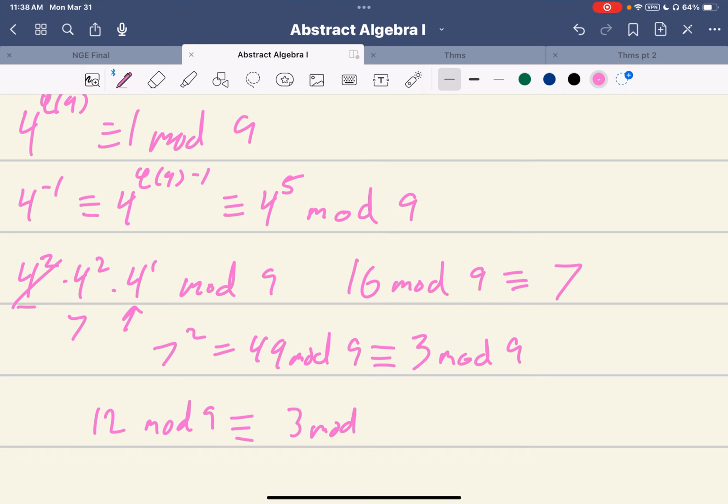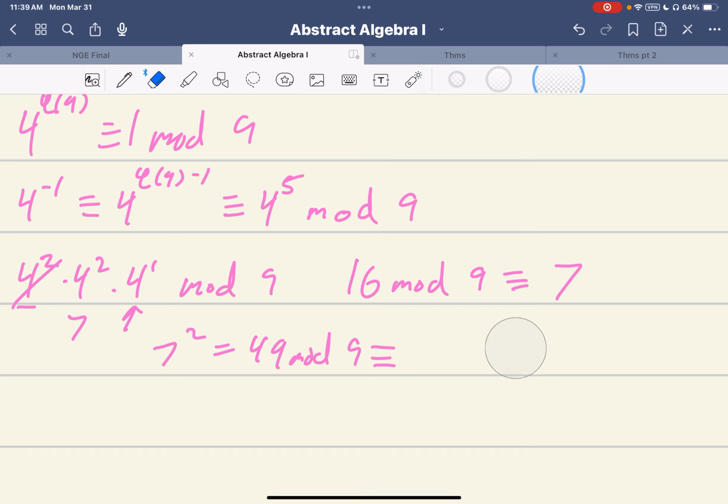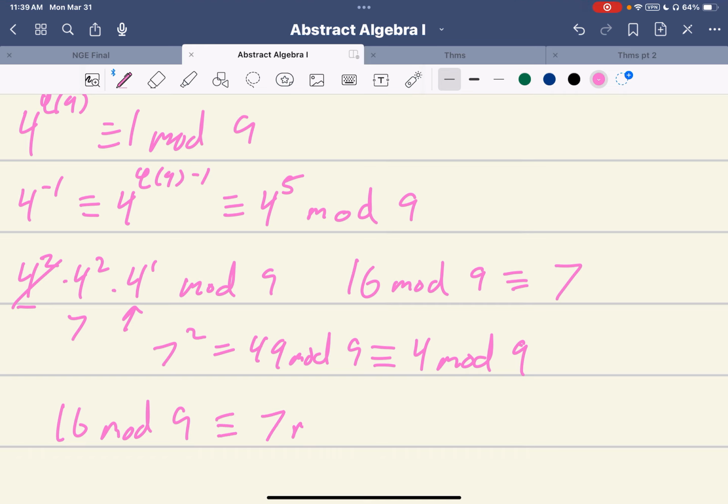Wait, that's not right. What did I do wrong? 7 squared is 49. Oh, it's not 3. That makes sense. It's 45, and then 4 more. So 4 mod 9 times that final 4, you get 16 again. And as we said, 16 is 7 mod 9. Okay, so 7 is 4 inverse.